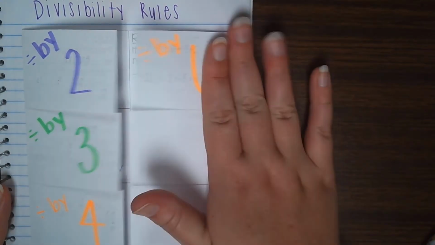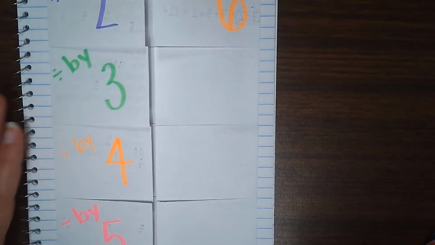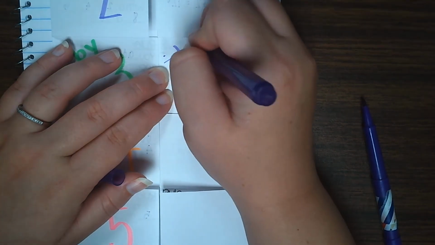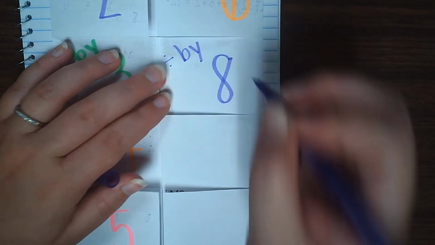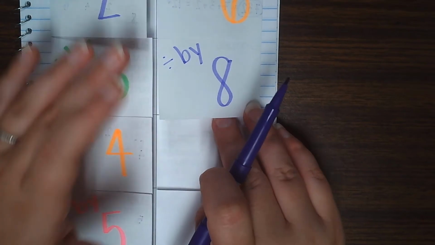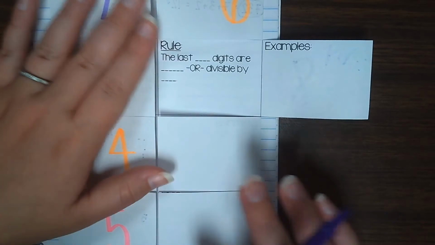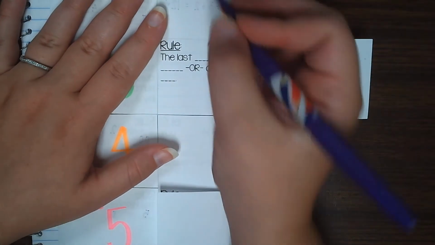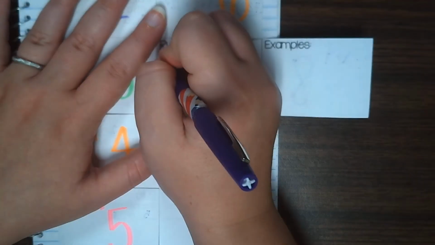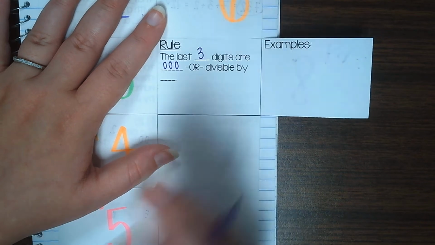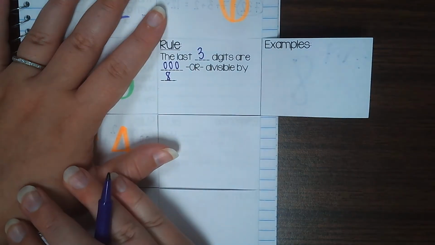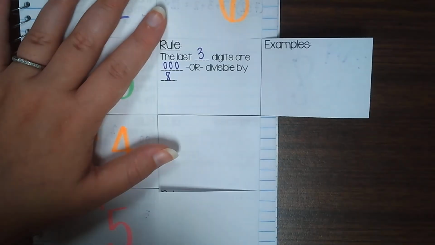All right, our next rule is divisibility by 8. Okay, this one is very similar to the 4 rule, except this time we are looking at the last 3 digits. If the last 3 digits are 0, 0, 0, or divisible by 8, then we know that that number itself is divisible by 8.